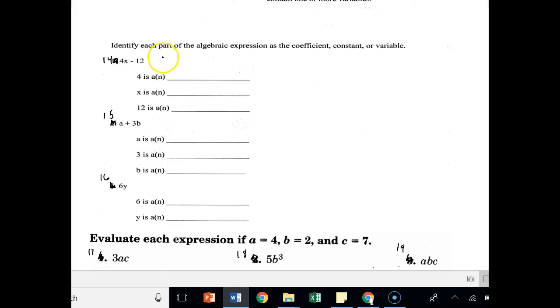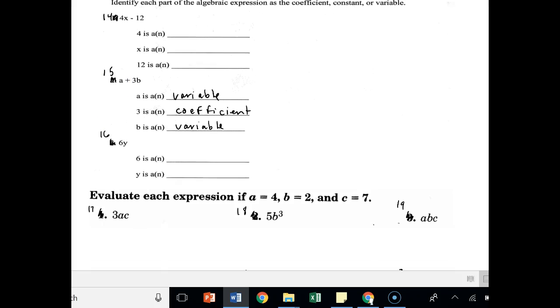It says identify each part of the algebraic expression as a coefficient, constant, or variable. So a, in this case, is a variable all by itself. 3, in this case, is a coefficient, because it is attached to b by multiplication. And b, in this case, is also a variable. So there's no constant in this expression. All right. Skip to number 17.